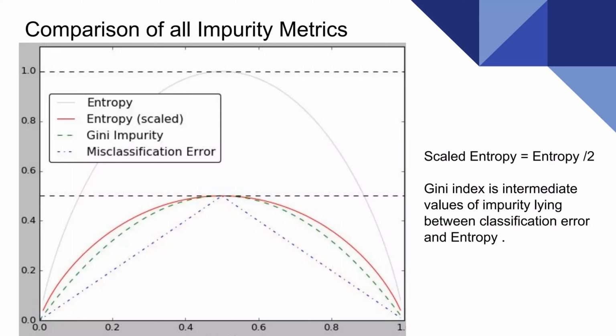Classification error represents the simplest form of impurity measurement, capturing only the most frequent class's proportion, often providing a less nuanced view compared to Gini index and entropy. In summary, Gini index is often considered a balanced measure of impurity, with entropy giving a more sensitive measure when scaled, and classification error being the most straightforward but less detailed.